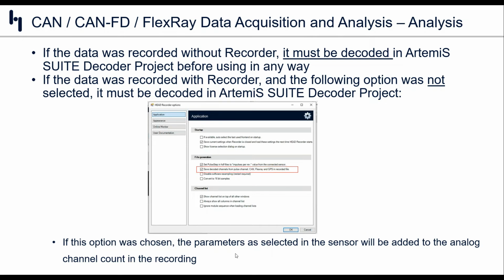So if this option was chosen, the parameters as selected in the sensor will be added to the analog channel count in the recording. And I did confirm this does work for CAN as well as CAN FD, FlexRay, and GPS.